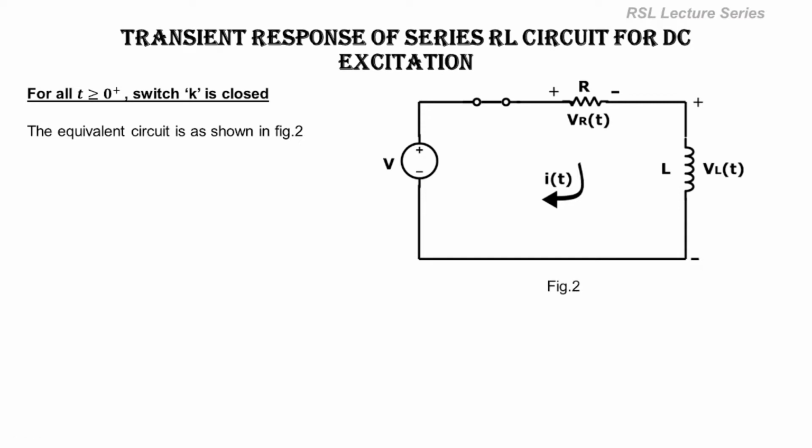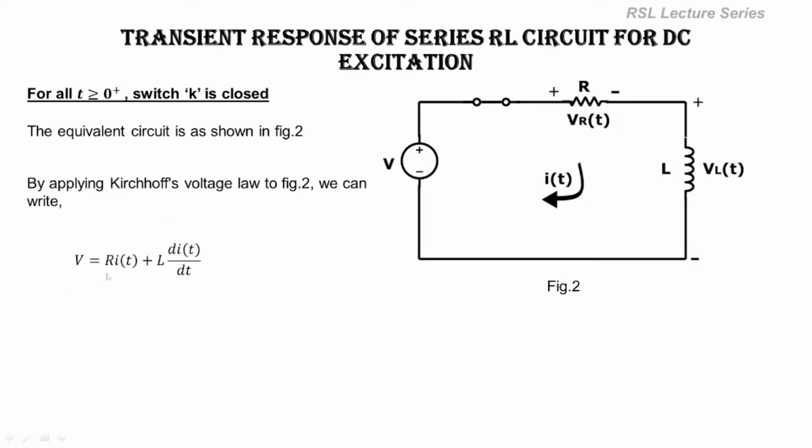Now we have to apply Kirchhoff's voltage law. We know that Kirchhoff's voltage law says the sum of the voltage rises is equal to the sum of the voltage drops. The voltage rise is with respect to the voltage source, and voltages across resistors and inductors are considered voltage drops. Here the voltage rise is V, because the current direction is from negative to positive. If the current direction is from negative to positive, then the voltage is defined as a voltage rise. This voltage rise will be equal to the sum of the voltage drops, that is the voltage drop across the resistor plus the voltage drop across the inductor.